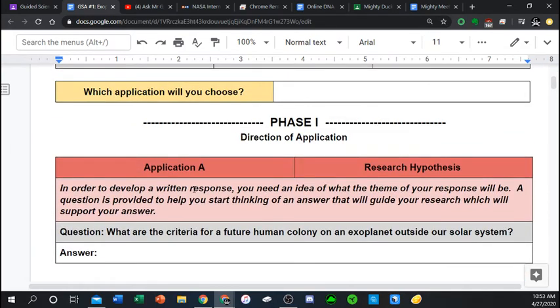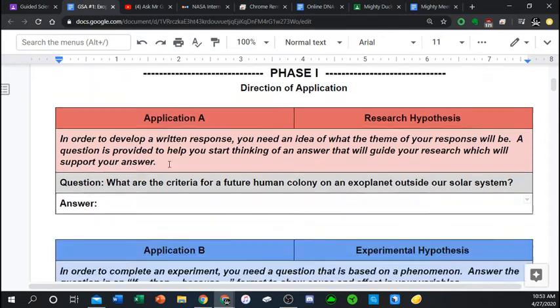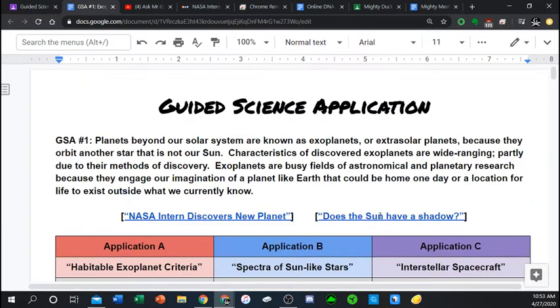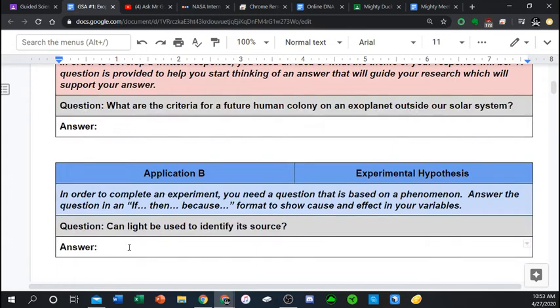What are the criteria for a future human colony on an exoplanet outside our solar system? What would a planet need, in your own opinion, to be able to support human life? Application B: Can light be used to identify its source? I would go watch Does the Sun Have a Shadow to help you answer this question.